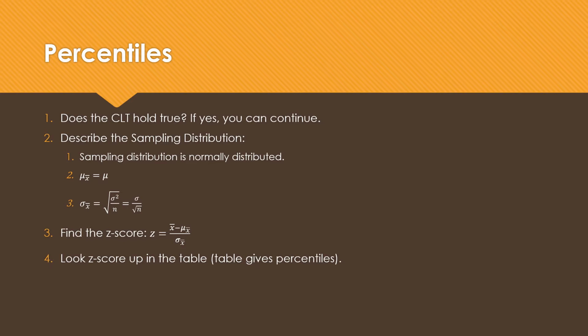Step 2 is to describe the sampling distribution. So you want to know that the sampling distribution is normally distributed, that it has a mean of the population mean, and a standard error of the standard deviation divided by the square root of n, or the first version of it, which is the square root of the variance divided by n. And third, we're going to find a z-score with this formula. And fourth, we're going to look up the z-score in the table, because the table gives you the percentiles.